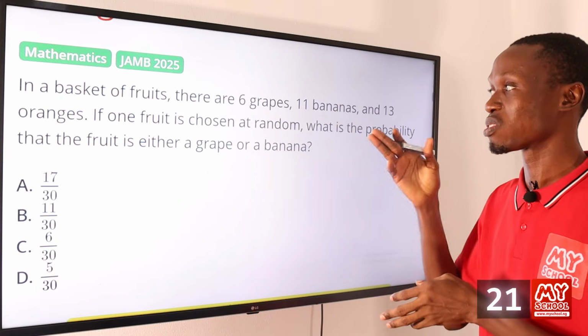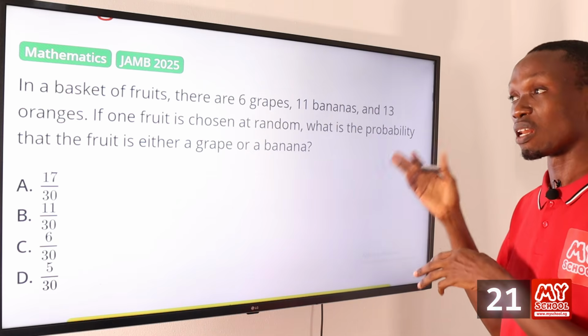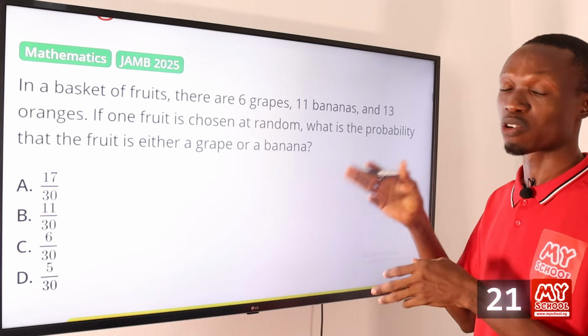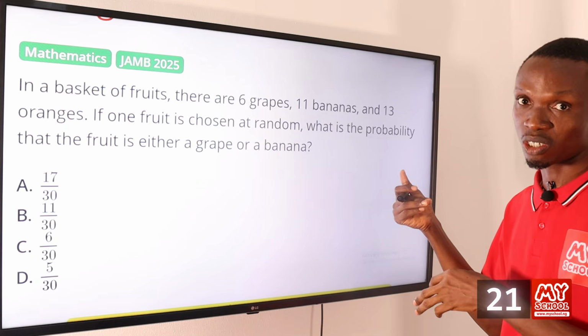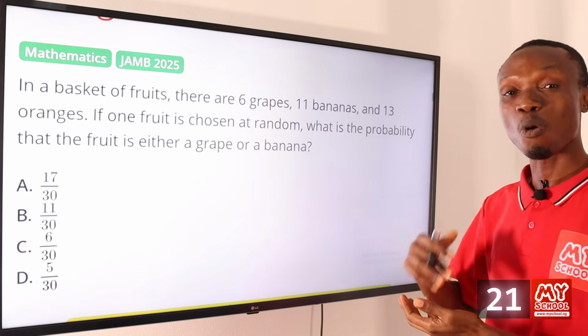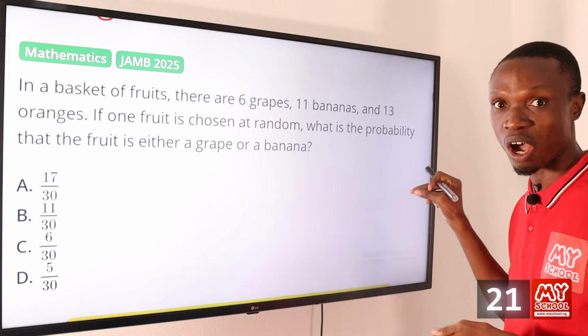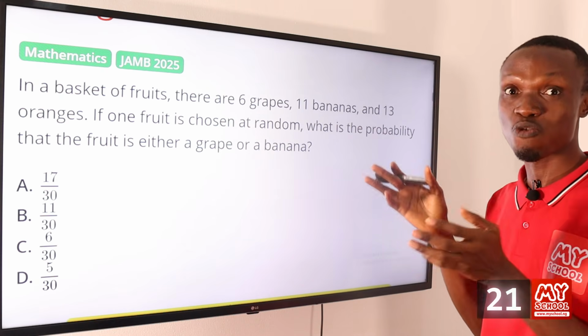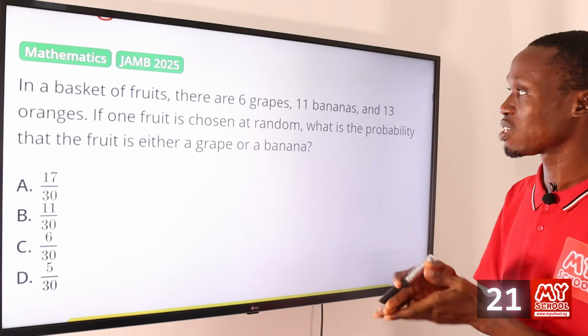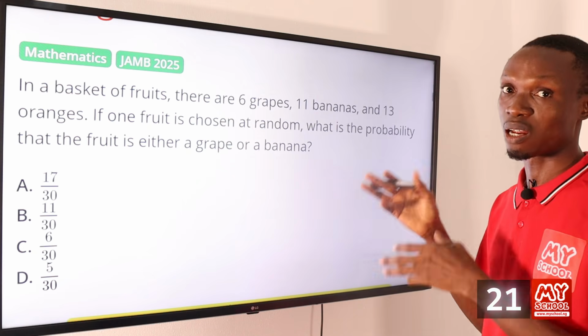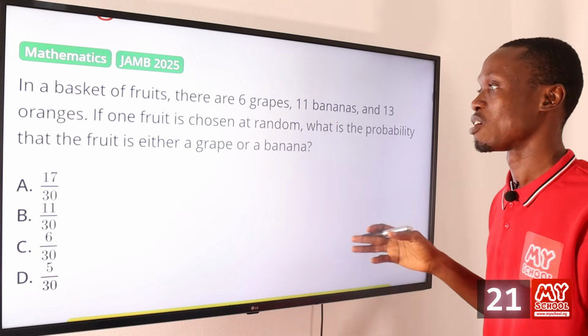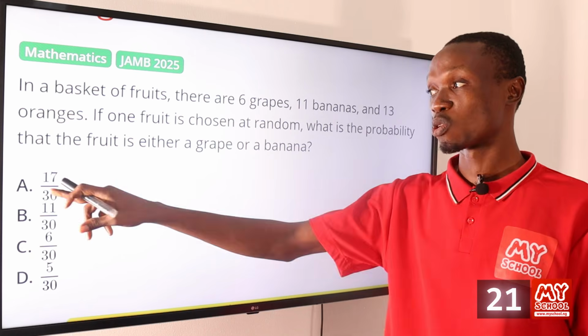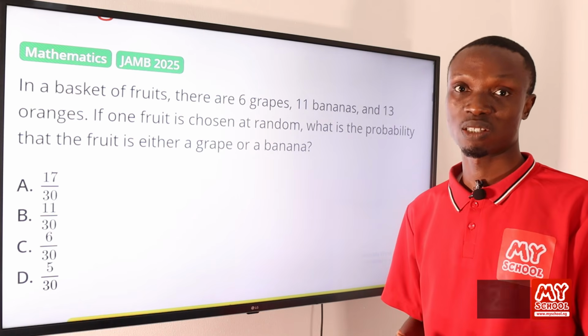So in this case, we have 6 plus, and that of banana is 11, okay? So that will be 6 plus 11, which is equal to 17. So that amounts to the number of favorable outcomes, then all over the total number of all the fruits in the basket. So that will be 6 plus 11 plus 13, and that is 30, right? So the answer to this question is option A, 17 over 30.